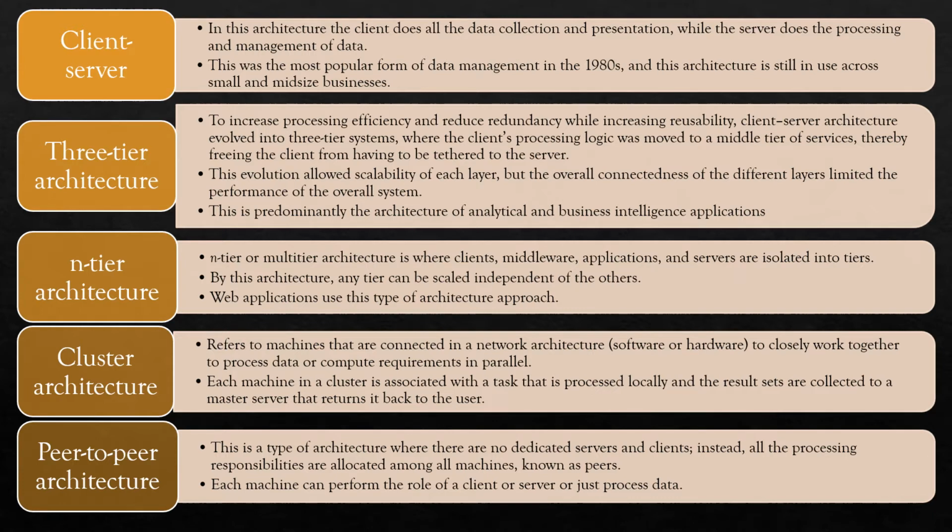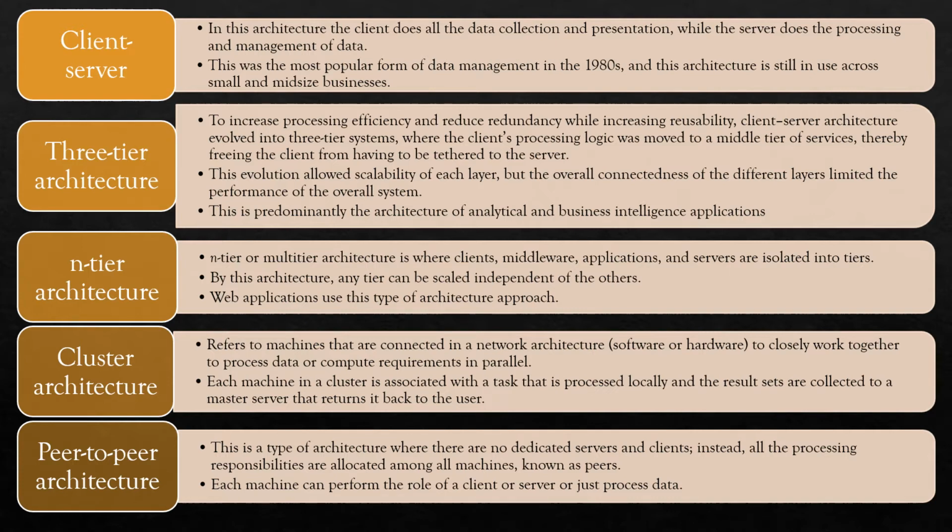And then we have the N-tier architecture, which is upgraded from the three-tier. N-tier means it has more than three tiers. Okay, it has clients, middleware, application, and servers in one tier. So first we have client server, then we have a middleware, then now we have the clients, middleware, application, and server. There are more than three. Okay, by this architecture, any tier can be scaled independently of the others. Web applications use this type of architecture approach.